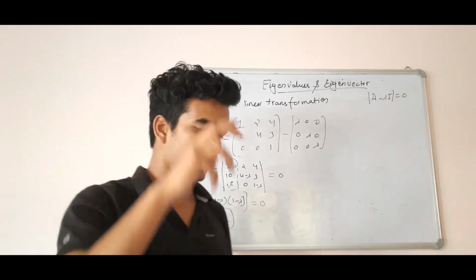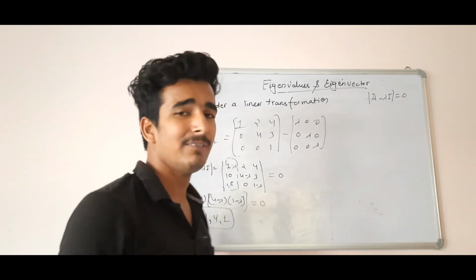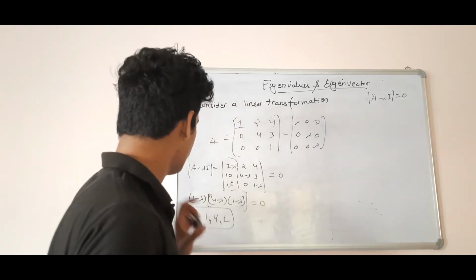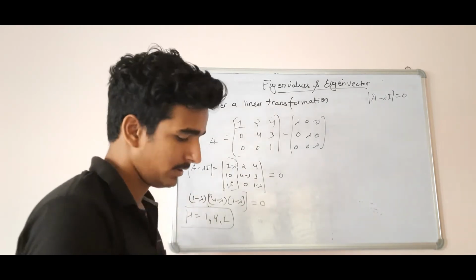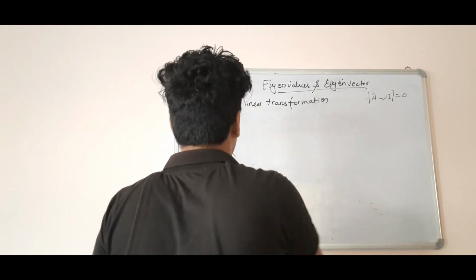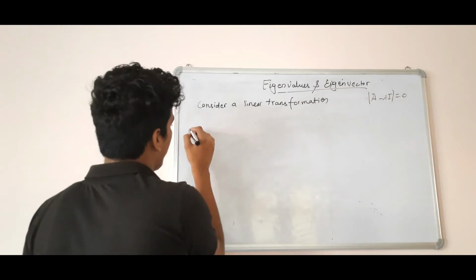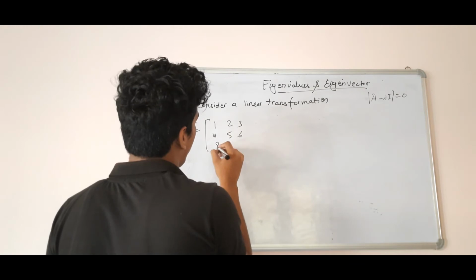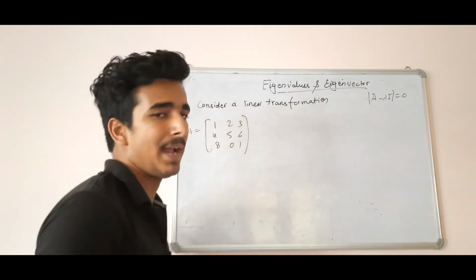I will tell you why this is very simple when I discuss the properties of eigenvalues. So the eigenvalues of this matrix are 1, 4, 1. You can try a more difficult matrix. Let's suppose I have to find the eigenvalues of the matrix [1 2 3; 4 5 6; 8 0 1].